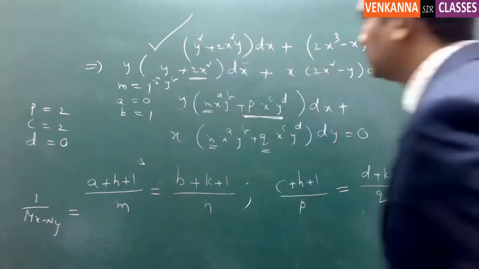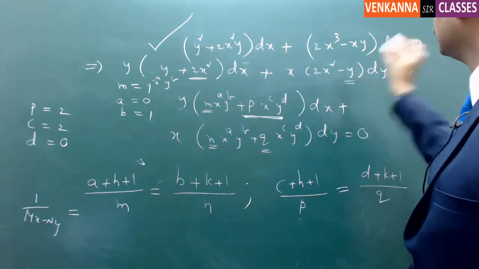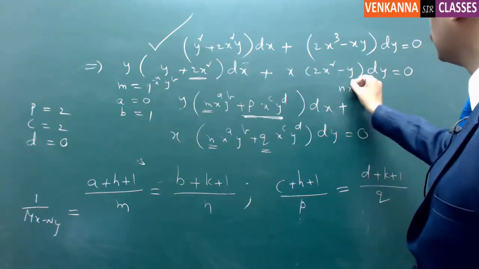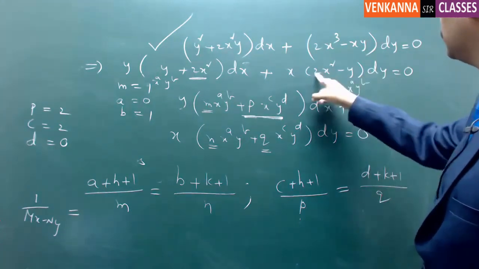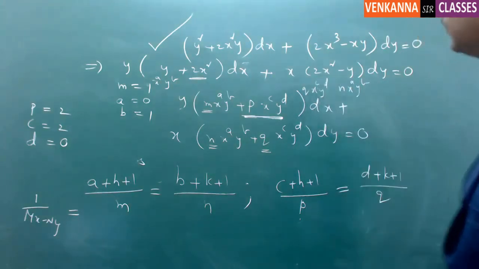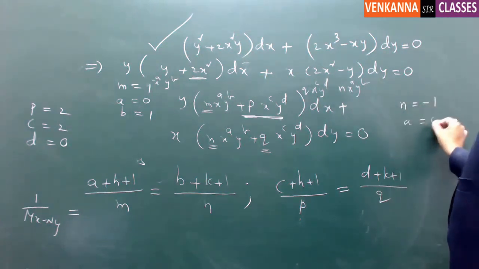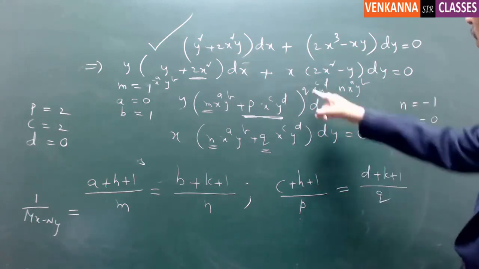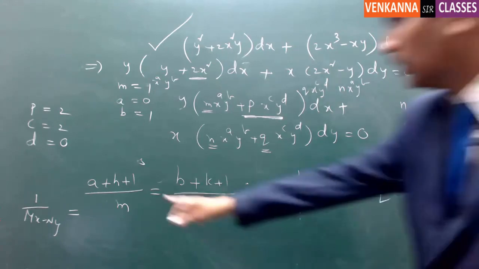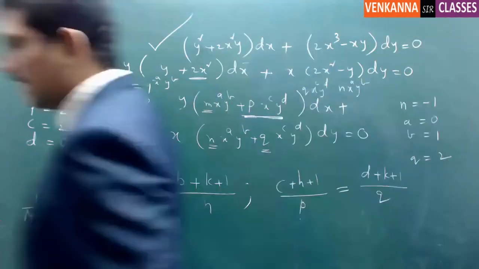So you are going to take that, since you have written a is equal to 0, b is equal to 1, so I will say that you should compare this thing with n into x power a into y power b. You should compare this thing with 2 into x power c into y power d. So you should compare like that. N is equal to minus 1, a is equal to 0, b is equal to 1. And if you compare with this, q is equal to 2. Now you substitute the corresponding values in these two and cross multiply, you will get h and k values.